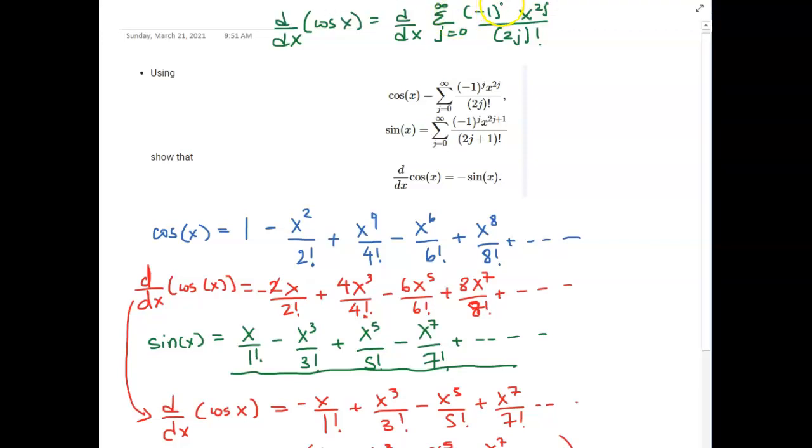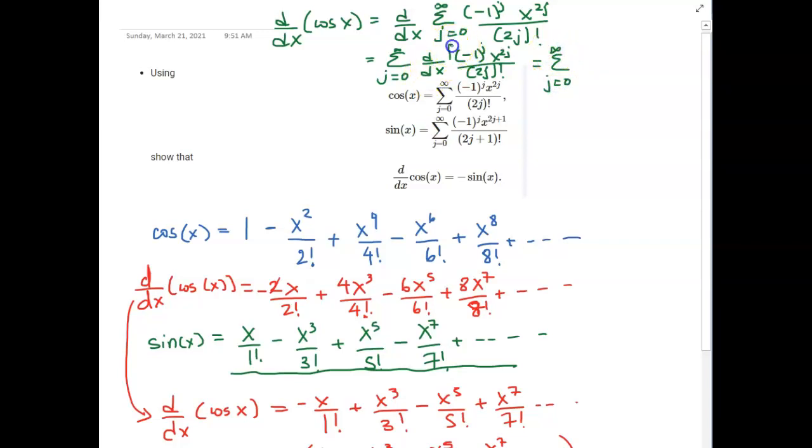Let me just fix this right here. This j is a power. Okay, so this is the sum from j is 0 to infinity of d dx of each of the terms, negative 1 to the j, x to the 2j over 2j factorial. Alright, so this is the sum from j is 0 to infinity.